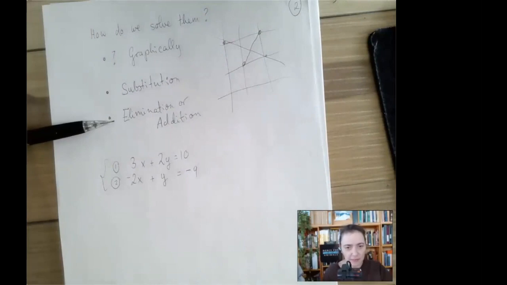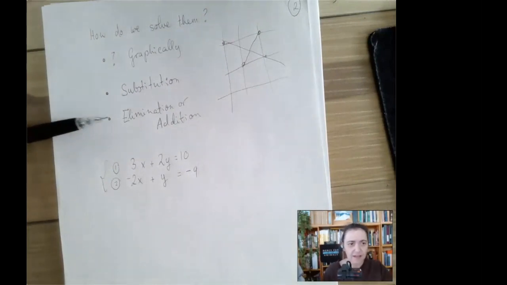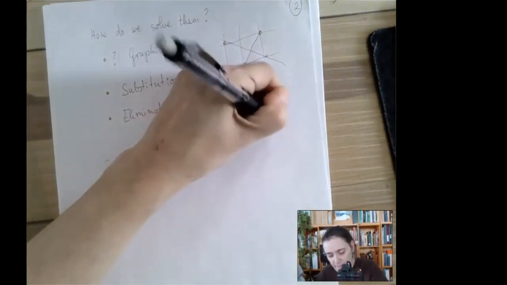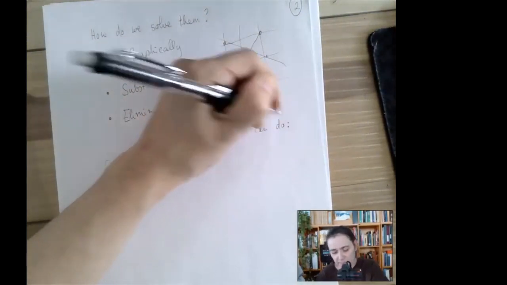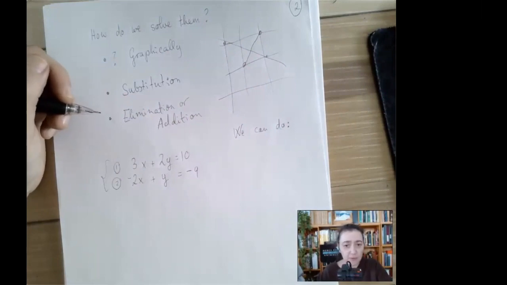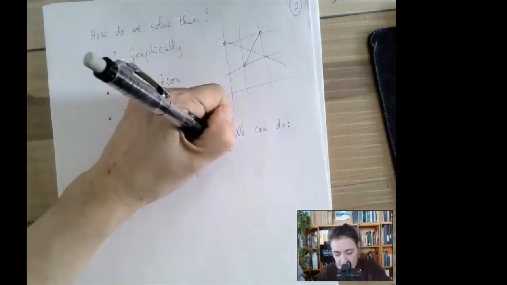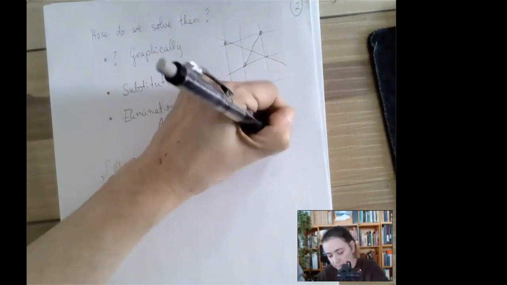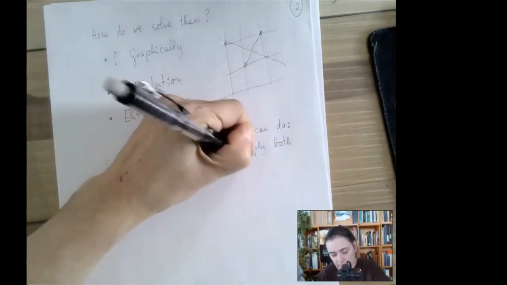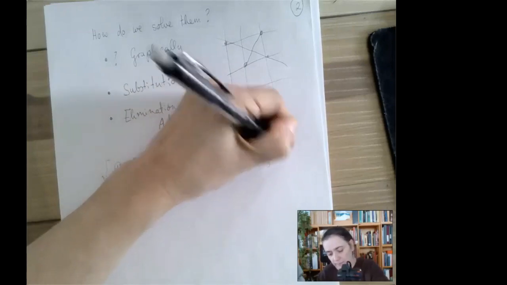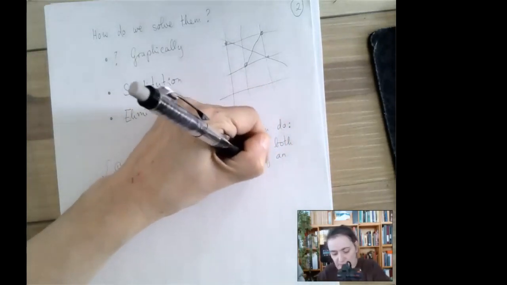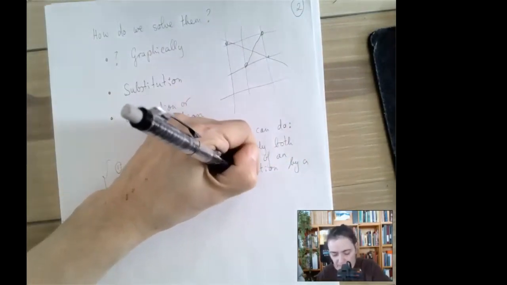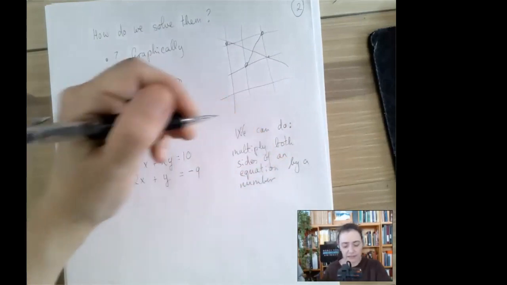Here are the only two things. So I'm going to show you elimination or addition method. So here are the things we can do. We can multiply both sides of an equation by a number. It has to be the same number on both sides, right? A number. And we can add and subtract equations.